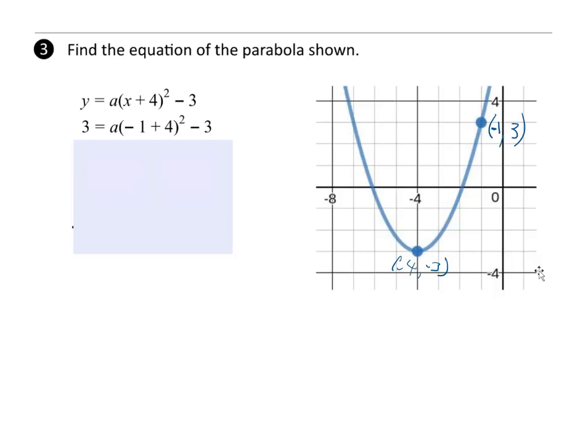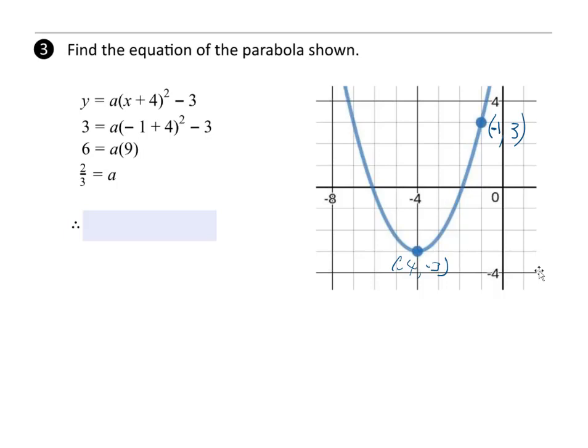We have 3 equals a, so now we're actually going to solve. -1 plus 4 is going to give us +3. 3 squared is going to give us 9, so we'll have 9a minus 3 is equal to 3. If you move the -3 over, you'll get 6, so you'll have 6 is equal to 9a. Divide both sides by 9. You should get 2 over 3 is equal to a.